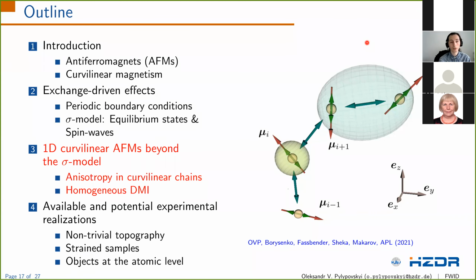Antiferromagnets are characterized by a variety of sources of anisotropy at the atomistic level. In contrast to ferromagnets, this can be pronounced at the microscopic level, for example, in the value of the spin flop field. And in the third part of my talk, I want to show that anisotropy can be also an additional source of the curvature effects, which can be important for antiferromagnets and ferromagnets.